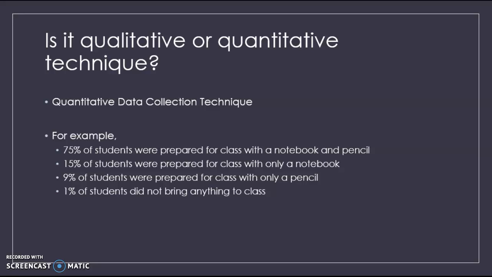It is a quantitative data collection technique. I gave an example there because it was a little hard for me to think about, since it was something that I observed. But you can quantify the data. For example, 75% of students were prepared for class with a notebook and pencil. That would be based off a checklist that said, prepared for class with a notebook, with a pencil, and you could mark very easily if the student came with both of those items, and then quantify that information.